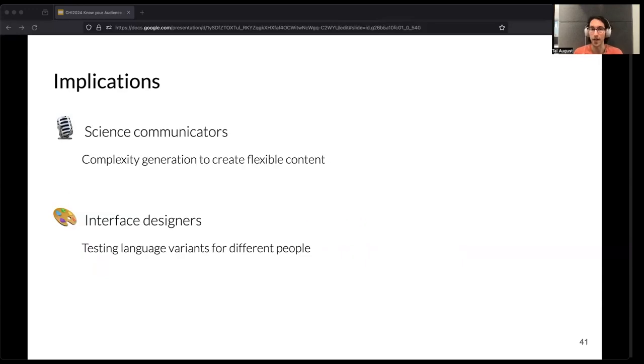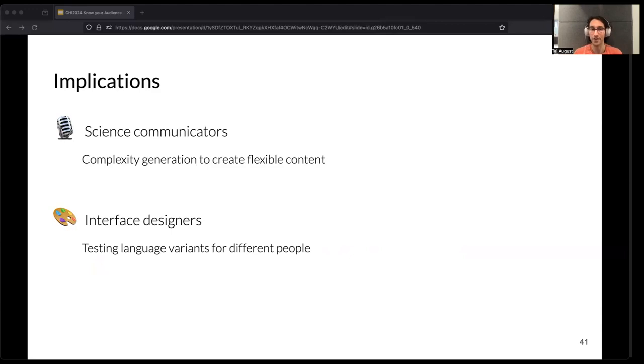So who can take away what from this research? The findings I covered in this talk have implications for science communicators and interface designers. So for science communicators, so either editors or authors interested in communicating with a broader audience, these findings can help communicate to different audiences by generating summaries at different complexities as a support tool for creating summaries flexible to the diverse range of readers that are impacted by scientific advances.